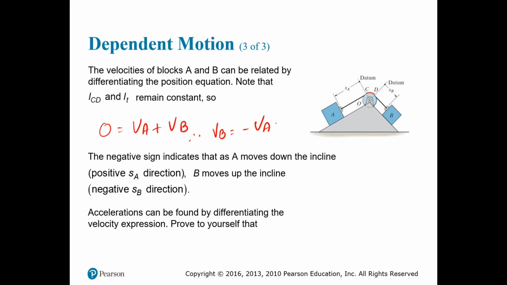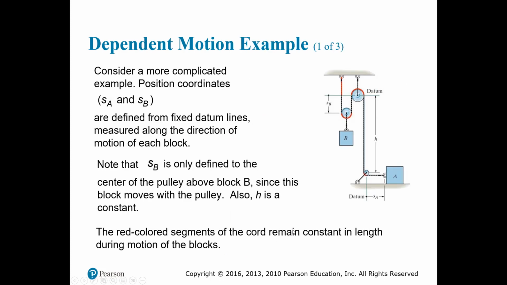Accelerations can be found by differentiating the velocity expression, and then you can prove to yourself that AB equals negative AA. Very similar to the velocity and very easy to follow. Consider a more complicated example.